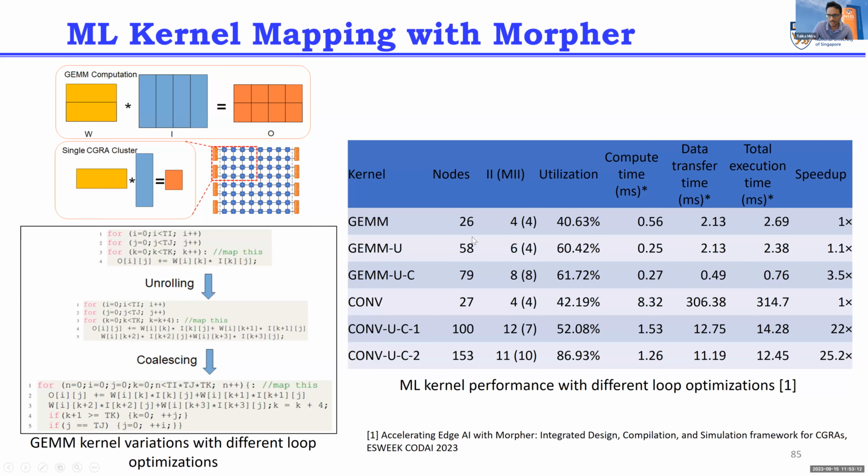You can see here that when we apply these optimizations, we can obtain speedups going up to 3.5x for the GEMM unrolled and coalesced kernel, and for the same optimizations, convolution can get 25 times better performance. So you can play with these different optimizations and map these loop kernels onto the CGRA using our toolchain. We are presenting this work in the ESWEEK CODES workshop, so if you are interested, you can join that as well.